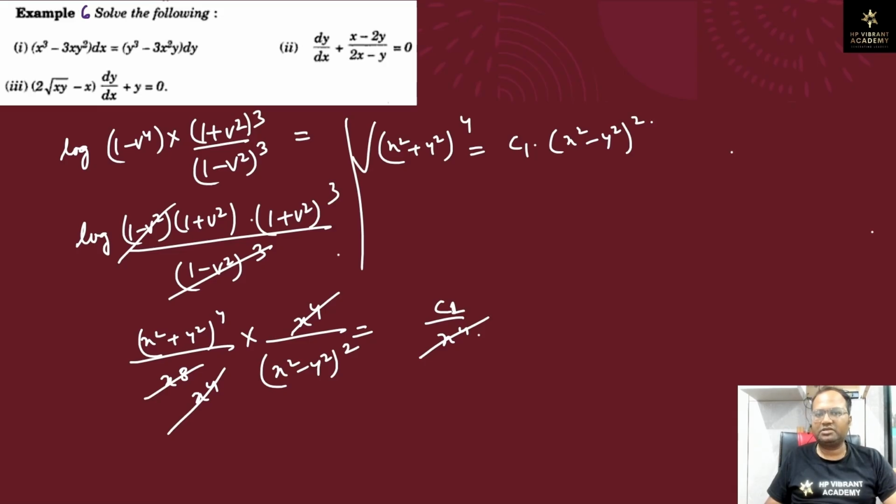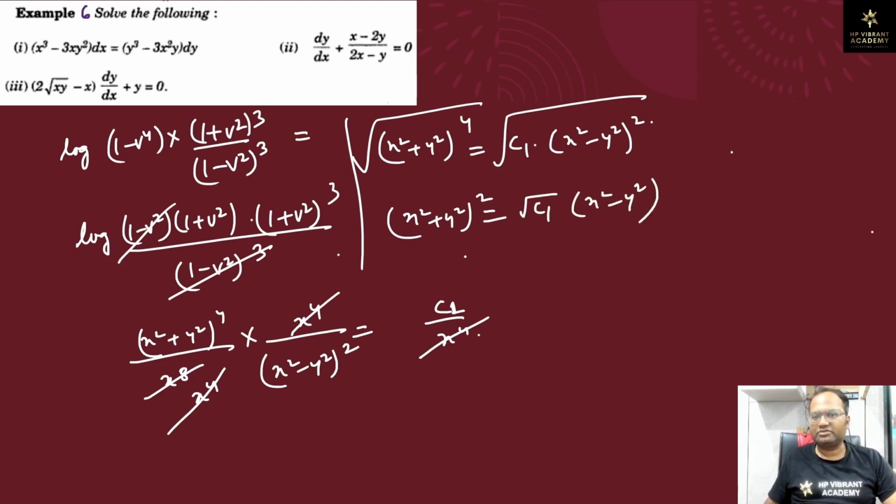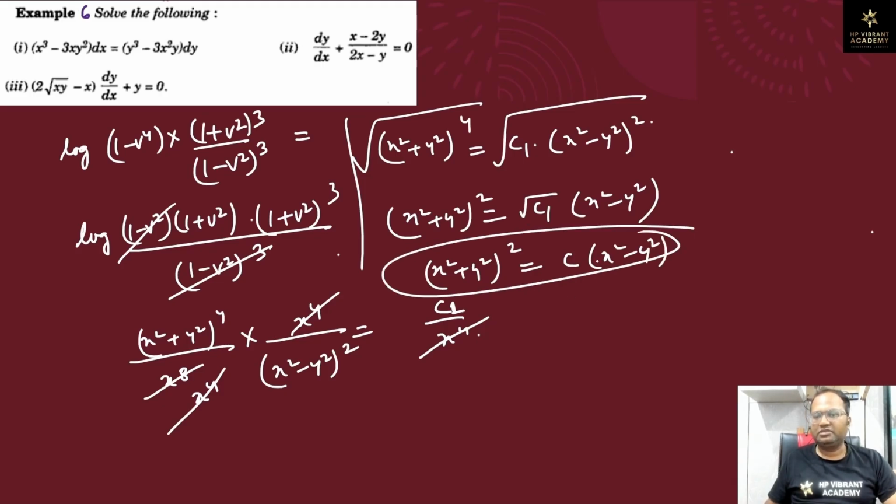So let us take under root both sides. So this is x square plus y square whole square is equal to c1 under root times x square minus y square. Let us take under root c1 as c. So x square plus y square whole square is equal to c times x square minus y square. This is the general solution. Let us discuss the second part.